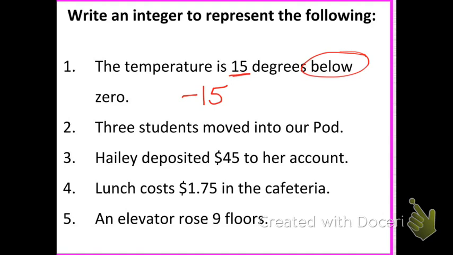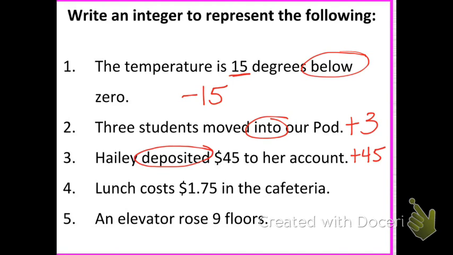All right, 3 students moved into our pod. What key word tells you if it's going to be positive or negative? Gareth? Into. Yeah, into. So is that positive or negative? Positive. And how many positive? 3. Positive 3. Haley deposited $45 into her account. Deposited tells us it's going to be what? Positive. And it's positive how many? 45. Positive 45.